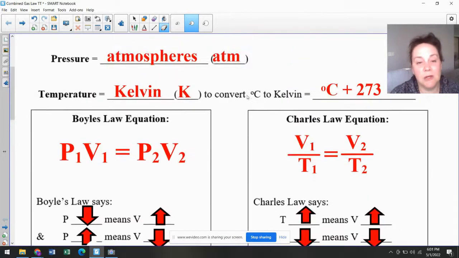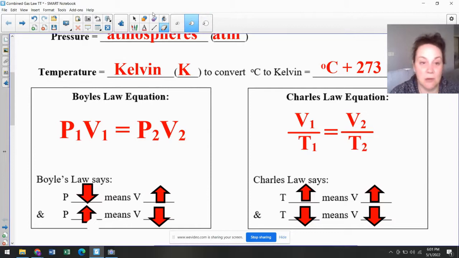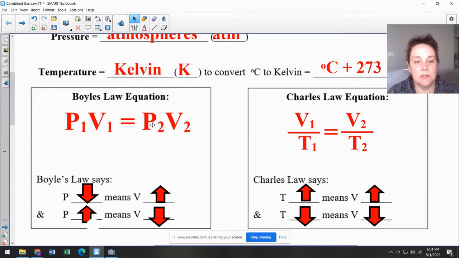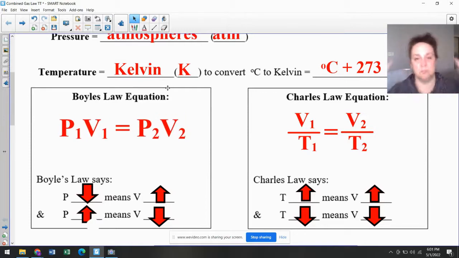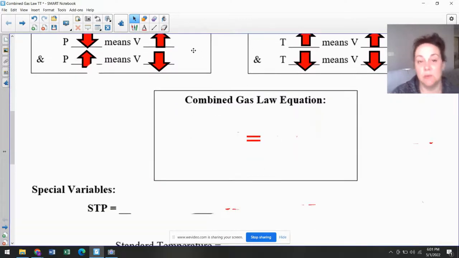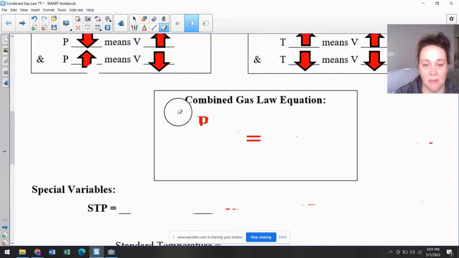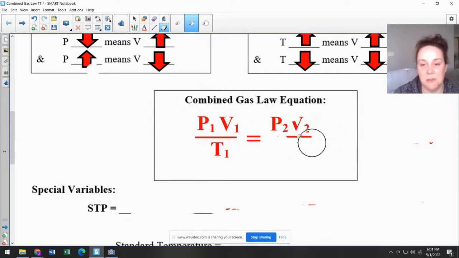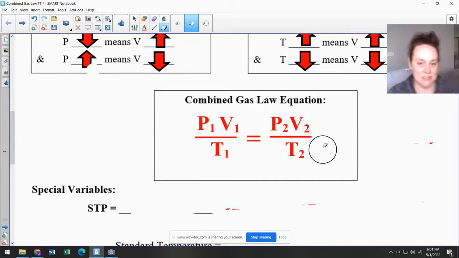Now all we're going to do is take these two. You can probably see a whole lot of similarities between them. We're just going to put them all into one. So P1 times V1 and V1 over T1 can lead us into what's called the combined gas law. That's P1 V1 over T1 is equal to P2 V2 over T2.